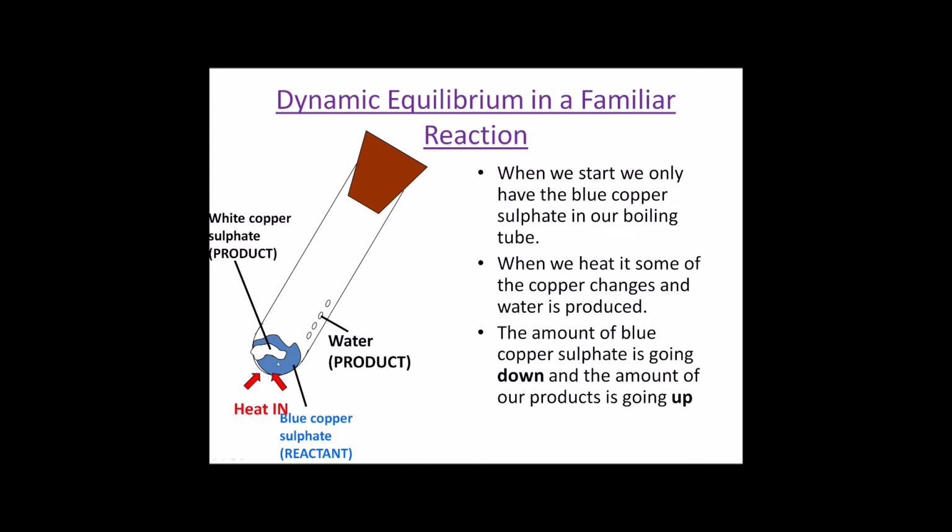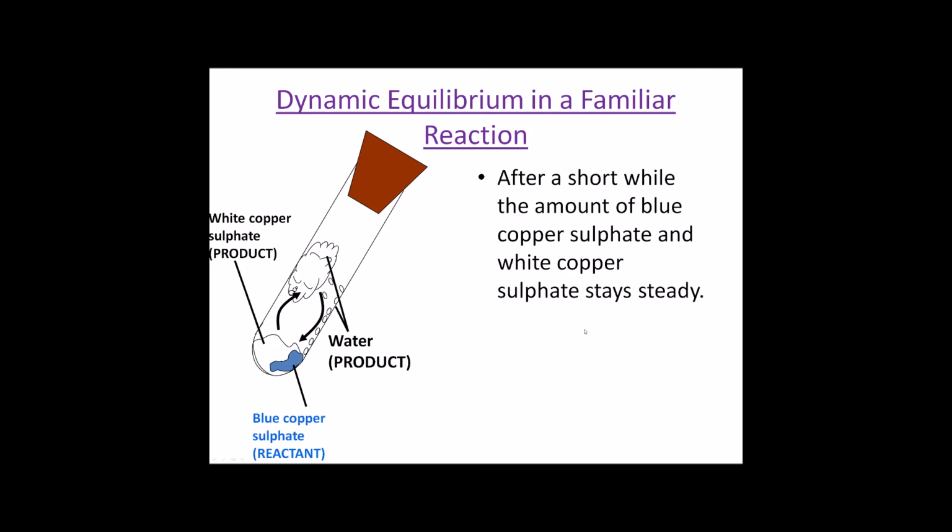As we continue this reaction, we start to get more and more of the products and less of the reactants. But after a short amount of time, we end up where the amount of copper sulfate that's blue and the amount that's white stays constant, it stays the same. So we have the same amounts, and this is our equilibrium. And this is because as fast as we are turning the blue copper sulfate into the white copper sulfate by heating it, the water is condensing, falling back down again and making the reaction go in the reverse way to turn some of the white copper sulfate back into the blue. So it's a constant loop.